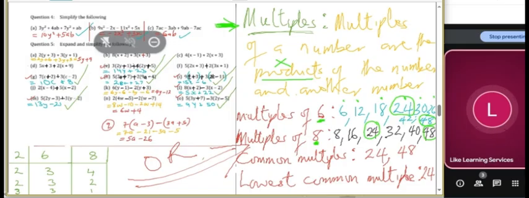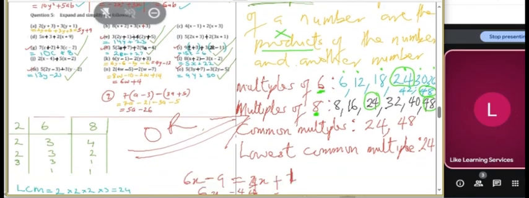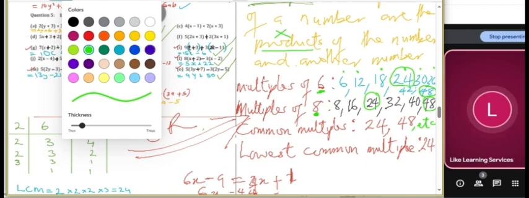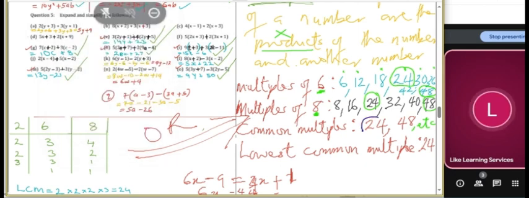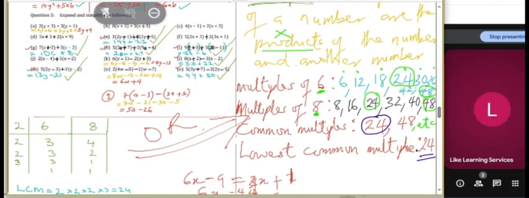Now, which one is the lowest of the common ones? Remember, the common multiples are 24, 48, etc. Which one is the lowest? The lowest is 24. What we call LCM. Therefore, the LCM of 6 and 8 is what? 24. The LCM is 24.